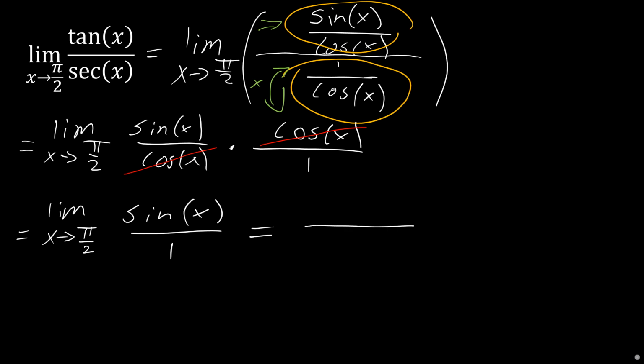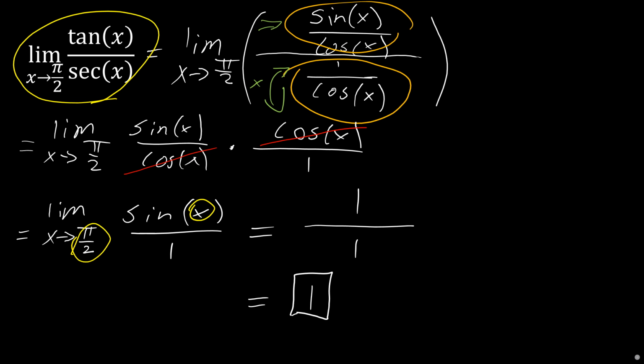So this would be the sine of pi over 2, because we're putting pi over 2 in for x. And then sine, of course, corresponds to the y value on the unit circle. So that means the sine of pi over 2 is basically 1. So 1 over 1, and that equals 1. So what looked like a complicated problem was not that bad. The limit of this is just 1.